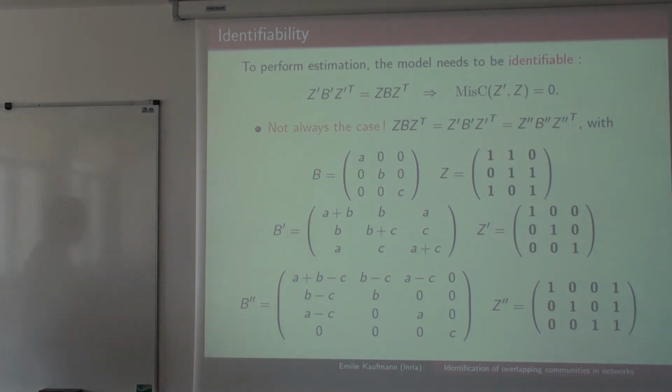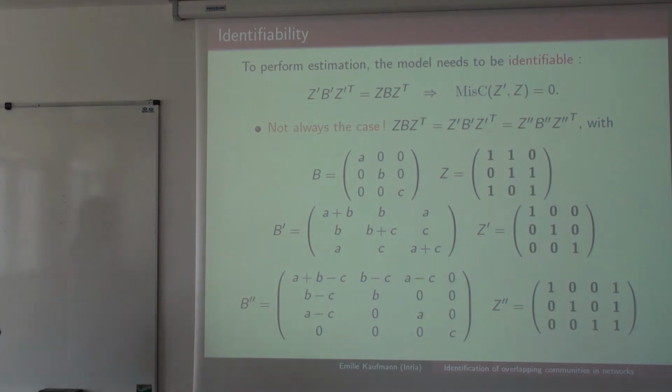Here I give three different potential SBMOs, by giving the matrix B and the matrix Z, for which we come up with the same model, so the same expected adjacency matrix. You can see that the second one is a particular case of the SBMO. It is an SBM because it has only pure nodes that belong to a single community, and we could not discriminate, for example, between the two. So we will need to add some assumption on the matrices B and Z to have an identifiable model.